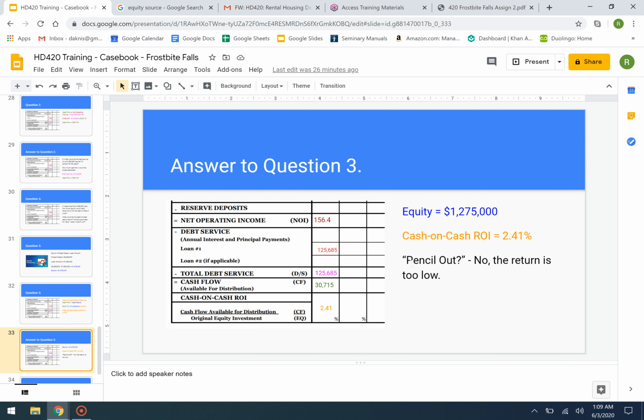And then the overall question: does this pencil out? No. 2.41%, while it's better than a checking or a savings account, is probably not worth the hassle of going through everything. So this is not a good deal based on the current circumstances. And we're done. That's the end of assignment 1.